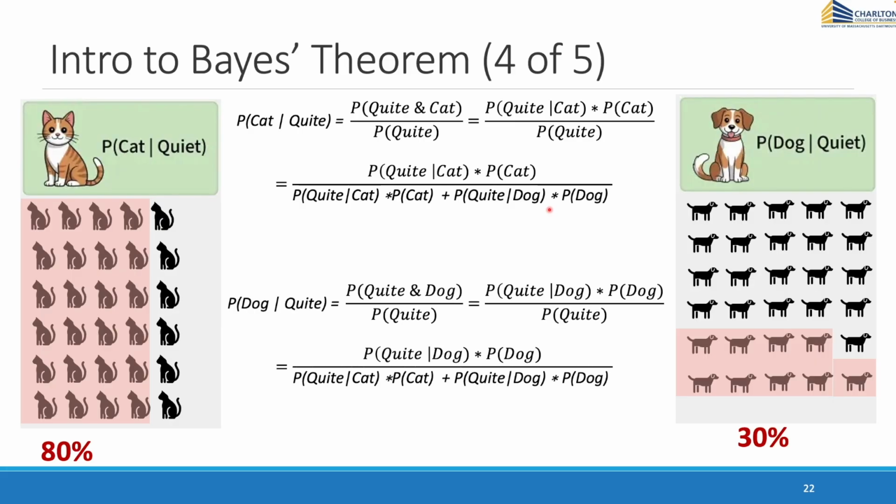Same thing can be written for the dog. The chance that you are getting a dog, given that it's quiet, is equal to this equation using a multiplication rule and conditional probability. So basically, we are looking at an inverse conditional probability using the original conditional probability.